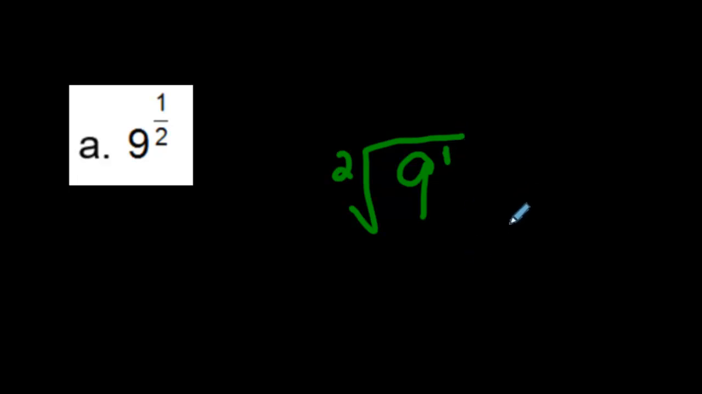You have 2 ways to do this on a calculator. You can either go 9 to the power of 1, which is 9, and then take the square root, or you could take the square root of 9, which is 3, and then go to the power of 1. You can do it either way. You'll come up with the same answer. The answer is going to be 3. Alright, let's try another one.